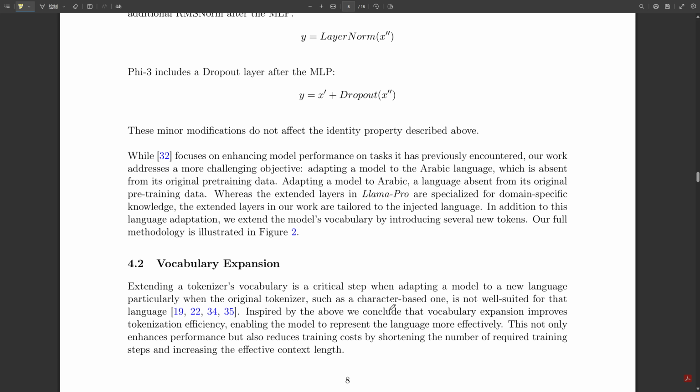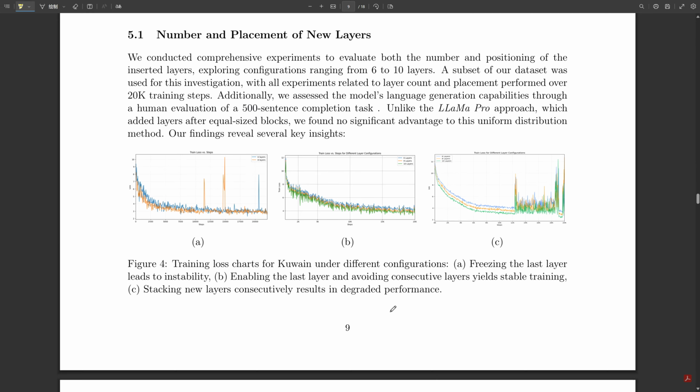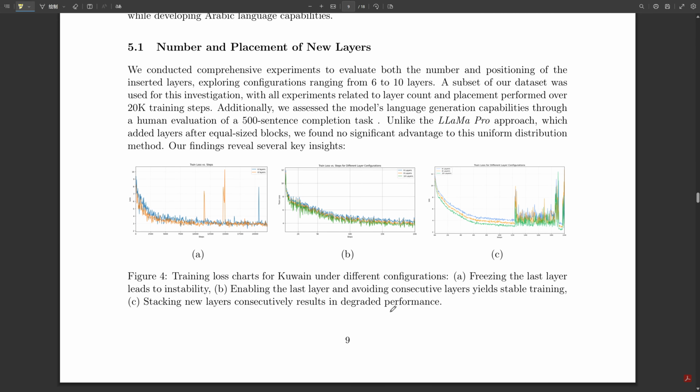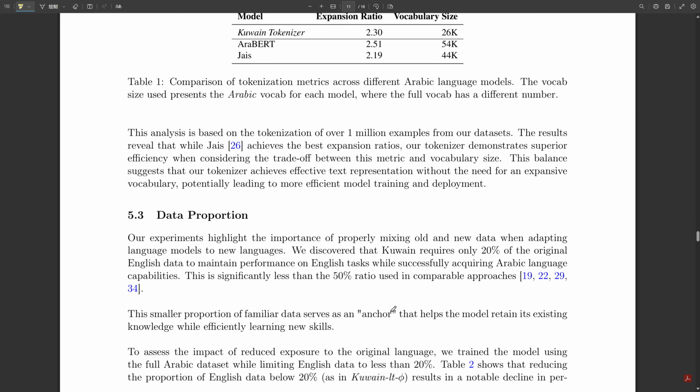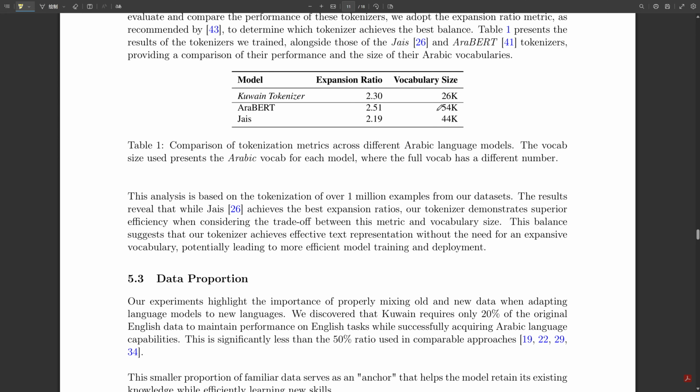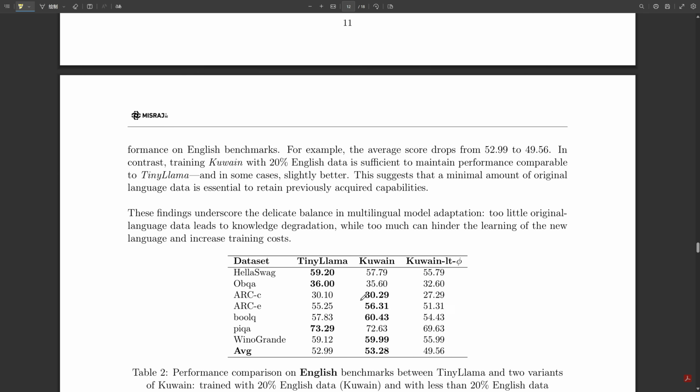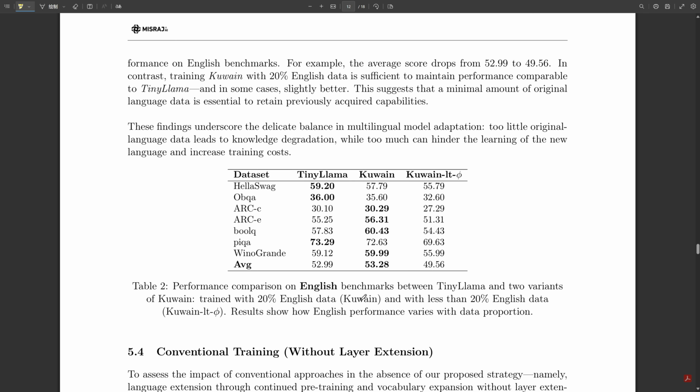It really does. Okay, so how does this whole language injection thing, the layers, plus the vocabulary, plus the freezing, stack up against just taking Tiny Llama, expanding the vocabulary, and training it on all the Arabic data without adding new layers? The more conventional approach, maybe? They thought of that. They set up a baseline called Kuwain Naive to test exactly that. Kuwain Naive. Okay, so this version got the full Arabic dataset, it got the expanded vocabulary, but crucially, no layer extension, no architectural change. And the result?